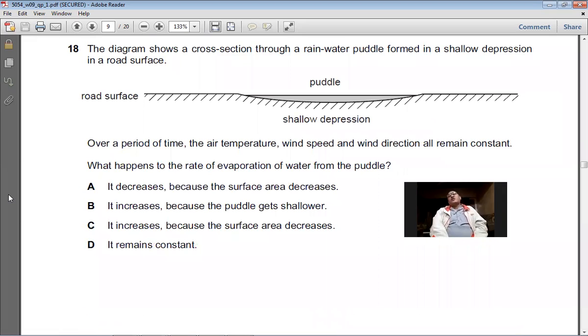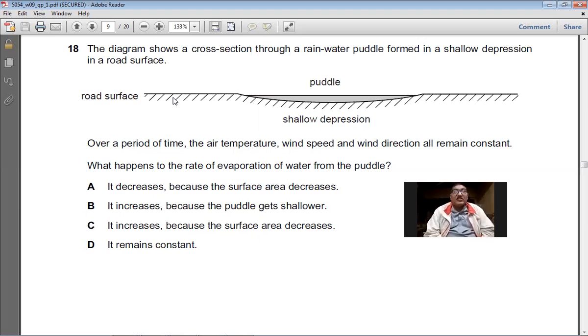The diagram shows the cross section through a rainwater puddle formed in a shallow depression in a road surface. So here you have that road surface, and here we have a puddle, and the water is collected here. Over a period of time, the air temperature, wind speed, and wind direction all remain constant. What happens to the rate of evaporation of water from the puddle?